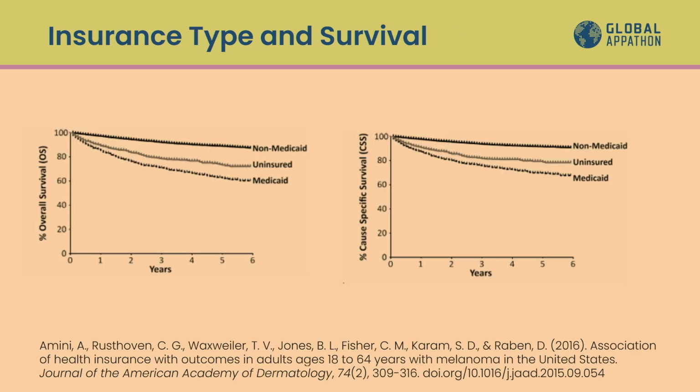And this last figure, or two figures, shows the difference in survival for patients who have Medicaid, which is the public insurance for patients with lower incomes in the United States, and uninsured patients relative to non-Medicaid patients, such as commercially insured patients. And much of the survival differences for all three of these factors are thought to be related to delays in diagnosis and treatment.